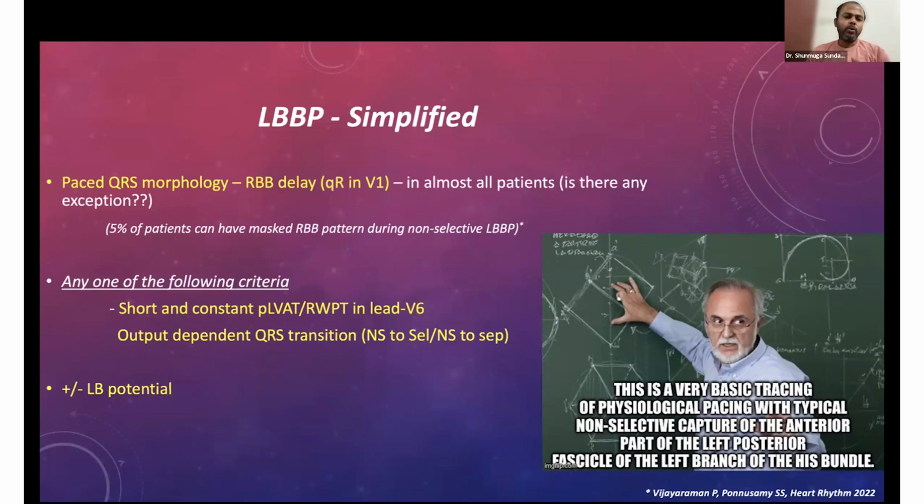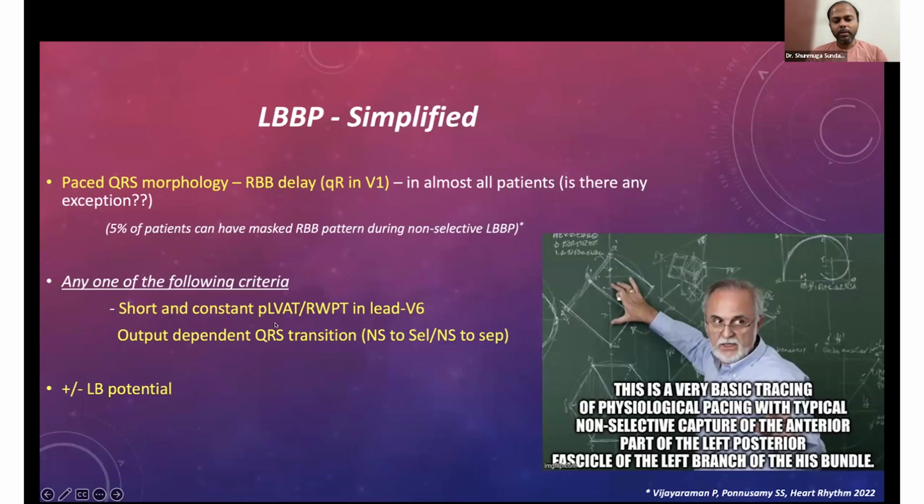the left ventricle. So you should have a right bundle delay pattern in the majority of patients. You can take a right bundle conduction delay in the surface ECG as a major criterion. Remember, nearly 40% of patients with LV septal pacing will also have this so-called RBBB delay pattern. So you have to have one additional criterion to confirm the capture of the left bundle.